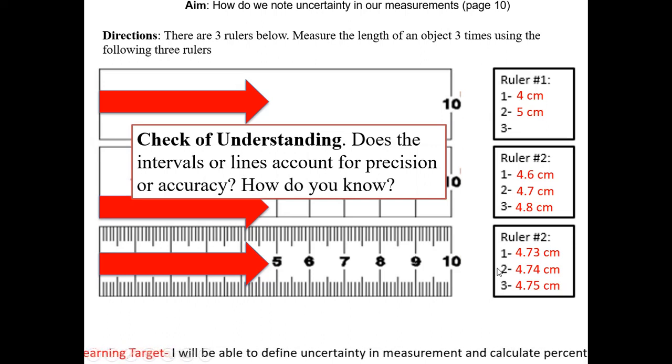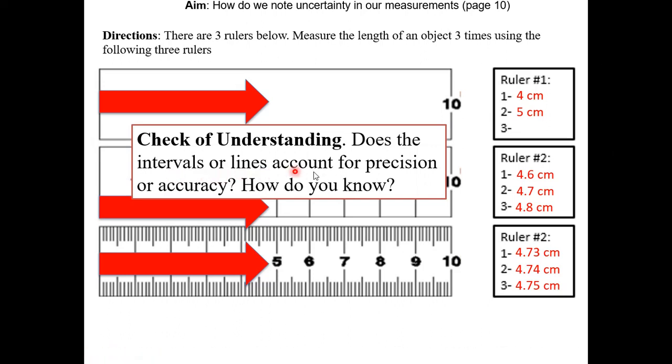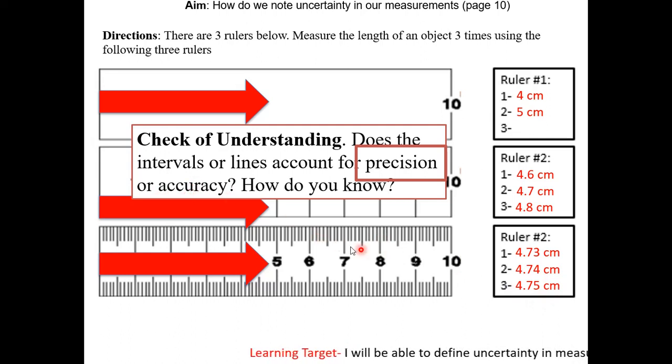Okay, check of understanding. This is important now. Do the intervals or lines account for precision or accuracy? How do you know? So I want you to think about it. Do the lines on the ruler account for precision or accuracy? The answer is precision. Notice with more lines, our measurements are more precise. They're more consistent, right? The reason why it's not accuracy, because the ruler I printed on the packet is fake.